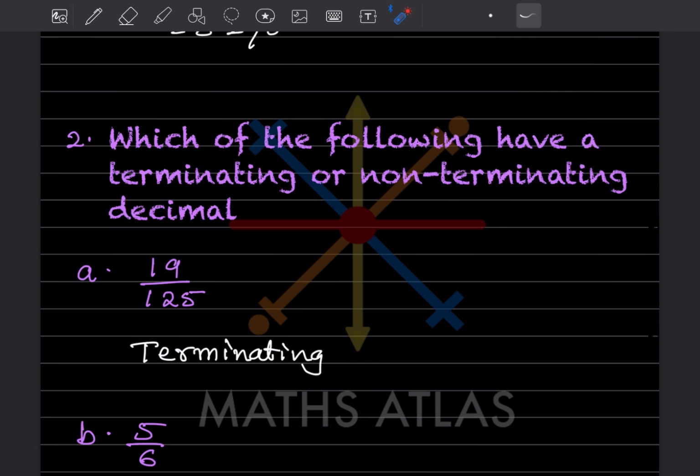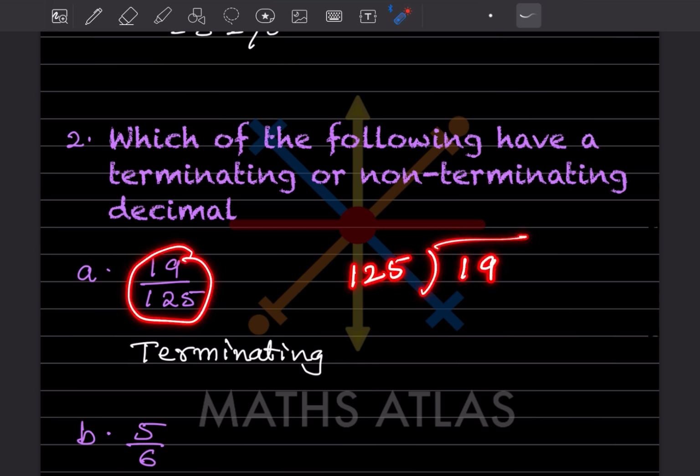Which of the following has a terminating or non-terminating decimal? So now you know terminating means the number after the decimal stops, and non-terminating means the number keeps on repeating. Now see here, I'll show you, 19 divided by 125.